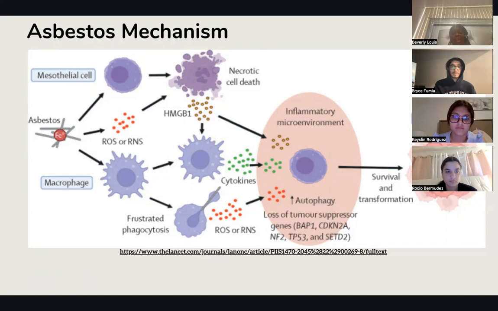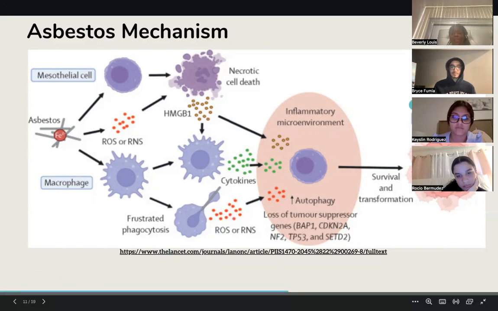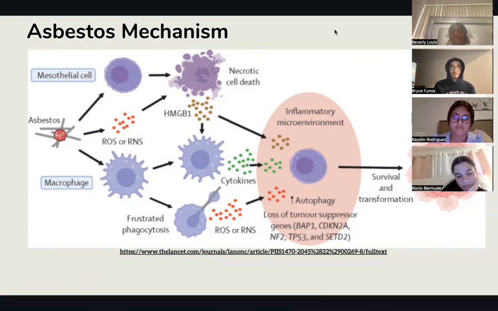We have the HMGB1, which also goes to the microenvironment. And with that all together, it would create the mesothelial cell, which is a loss of tumor suppressor genes, which are BAP1, CDKN2A, NF2, TP53, and SETD2. And that will lead to the survival and transformation. And then they have the mesothelioma.